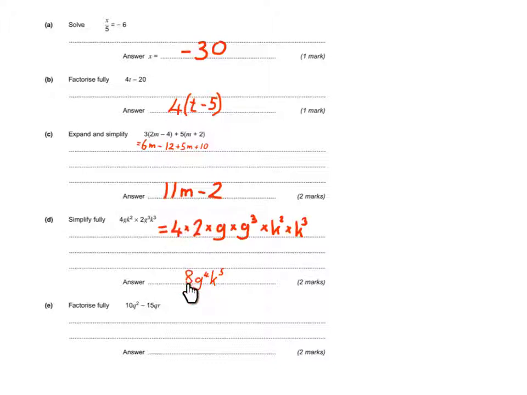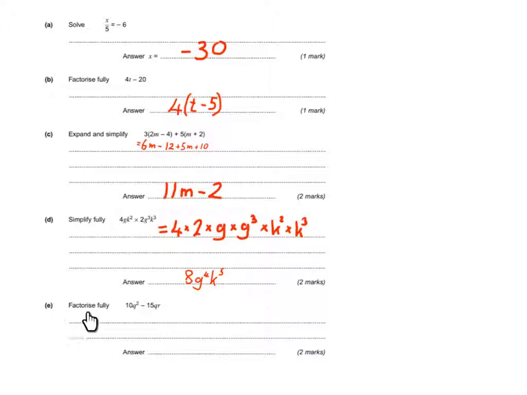4 times 2 gives you 8, g times g cubed gives you g to the power of 4, and k squared times k to the power of 3 gives you k to the power of 5. Remember the rule about adding the powers. So the answer is 8g to the 4 k to the 5.